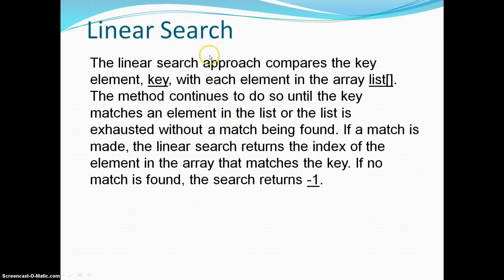What is a linear search? The linear search approach compares the key with each element in the array list. The method continues to do so until the key matches an element in the list, or the list is exhausted without a match being found. If a match is made, the linear search returns the index of the element in the array that matches the key. If no match is found, the search returns -1.